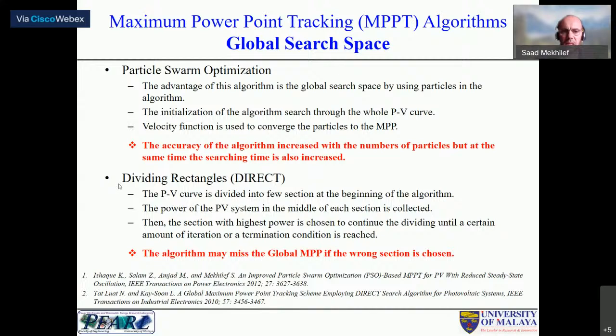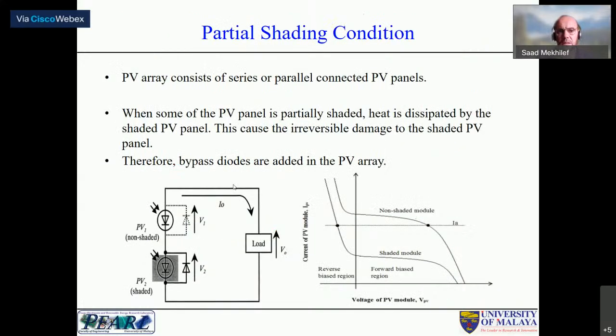We have the dividing rectangles, which is DIRECT. It's also another method which can be used. The algorithm may miss the global peak if the wrong selection is made. So from these methods, what is the impact of partial shading? I don't know if you are aware.